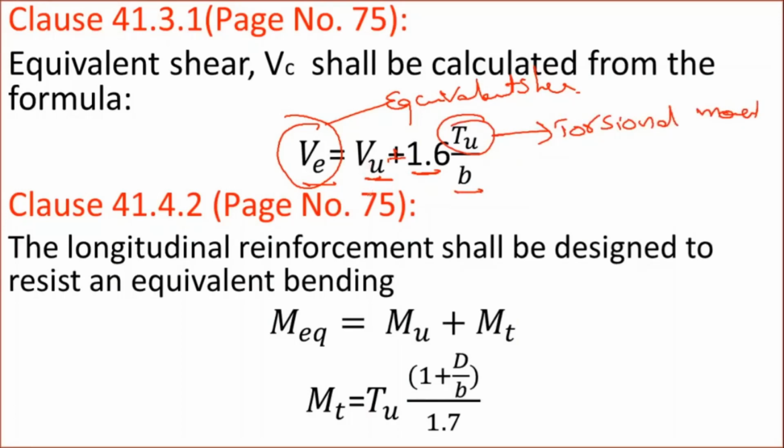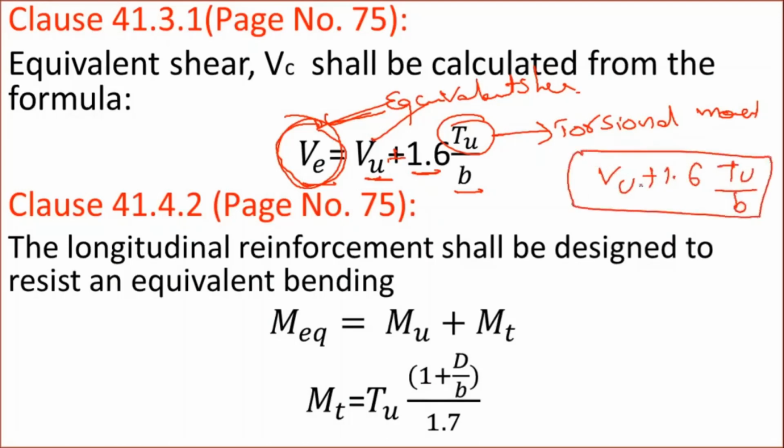While designing the shear reinforcement, we have to design it for the equivalent shear. If you are not considering torsion, shear reinforcement is directly designed for the VU. If you are considering torsion, you have to design the shear reinforcement for the V equivalent. So what is the formula for the V equivalent? VU plus 1.6 TU by B. Very, very important formula.